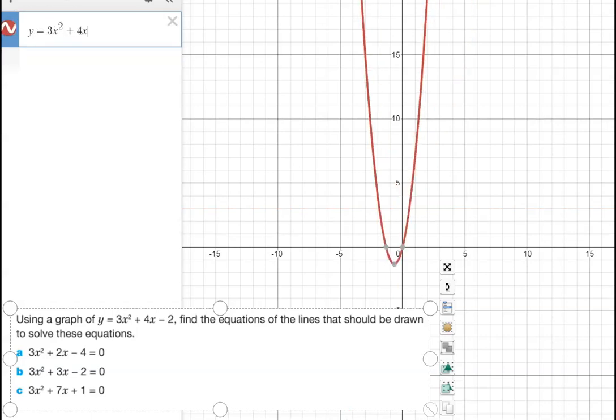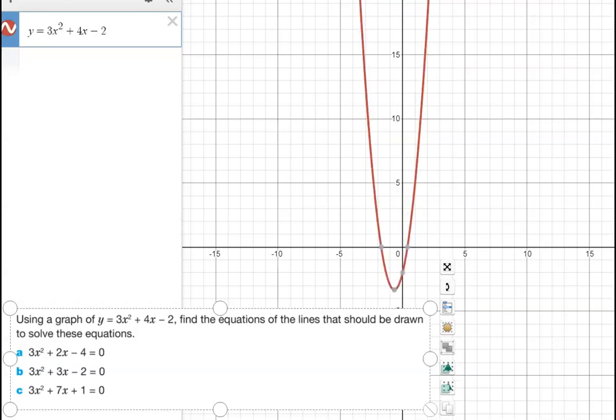Plus 4x and minus 2. So I got it the wrong way around when I sketched it. The minimum was on the left, but never mind. This is what the graph looks like. And if we wanted to know the solutions to 3x squared plus 4x minus 2 equals 0, then it's this point here, so it's minus 1.721, and it's this point here, 0.387.